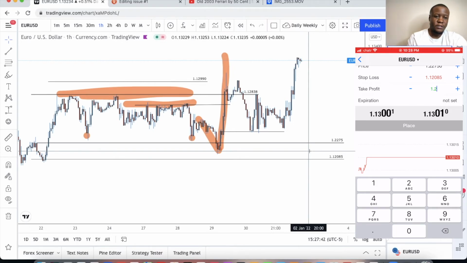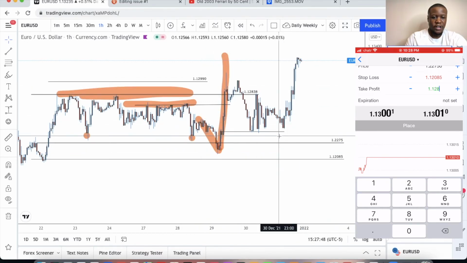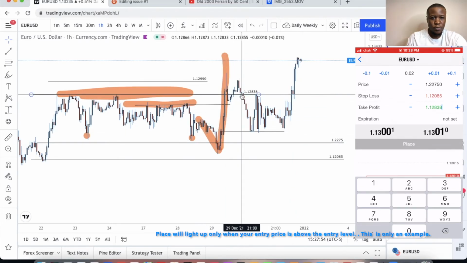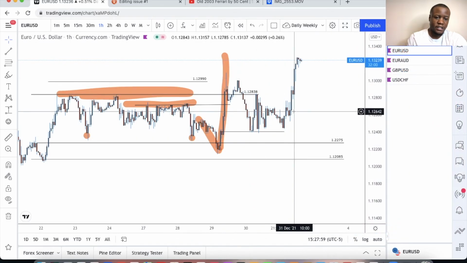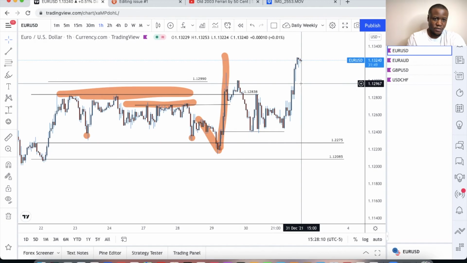So your entry and your stop will be the same for both trades. And your first one, you'll put 1.12838, and then in your second entry, once you do this process again, you want to put your take profit at 1.12998. So once again, this is how you do your buy limit to get in and out of the trade. Simple process for you if you can't stay up or you want to go to your bed.